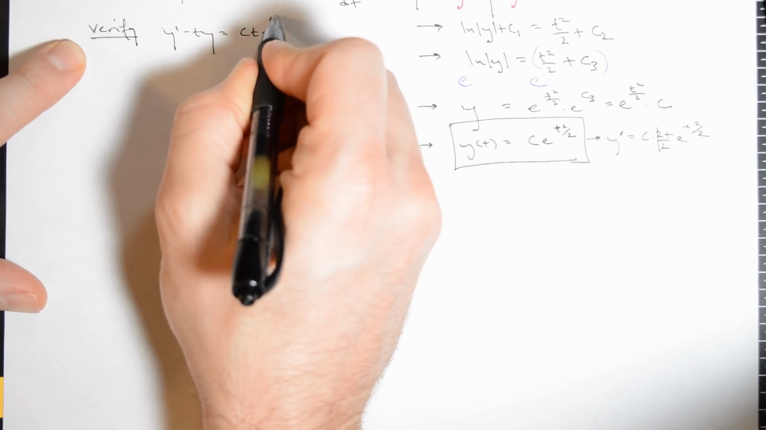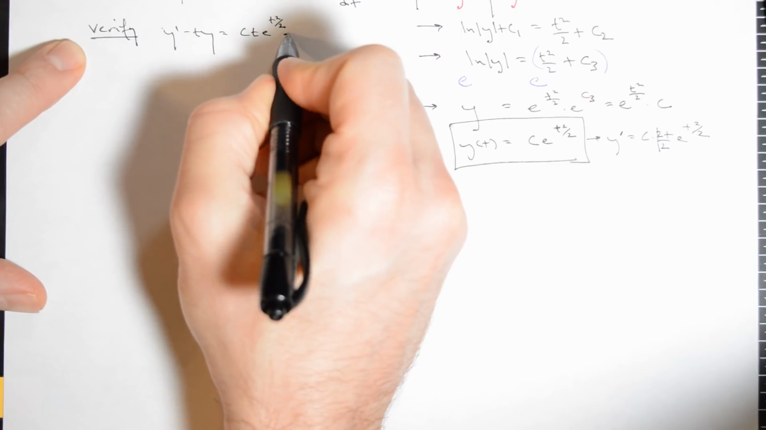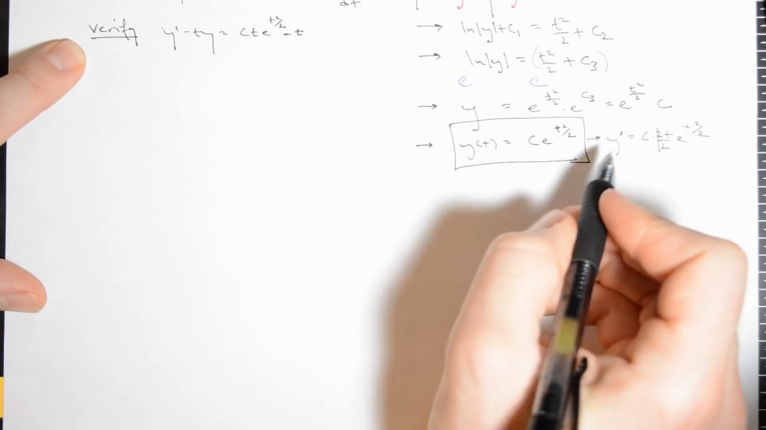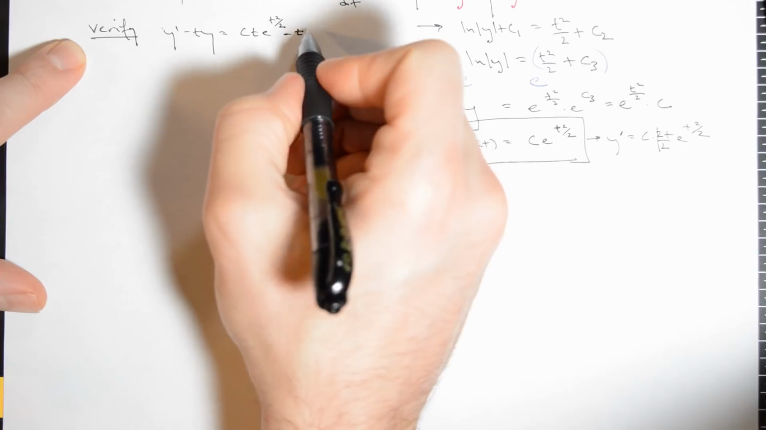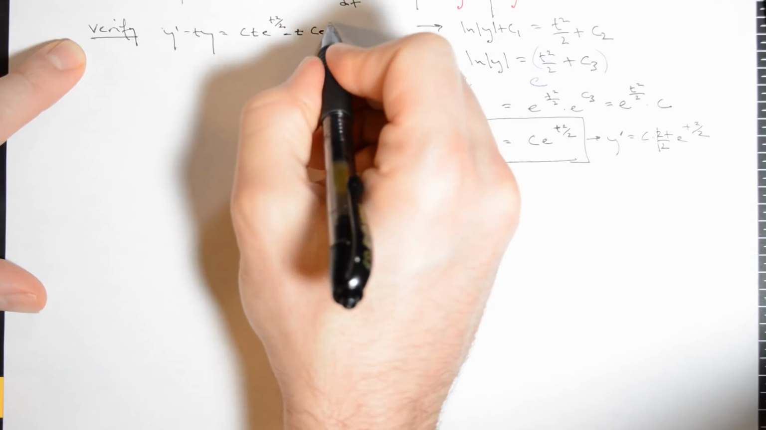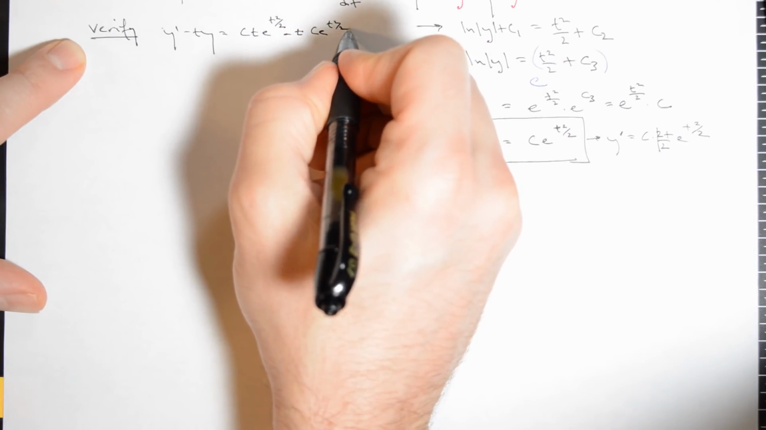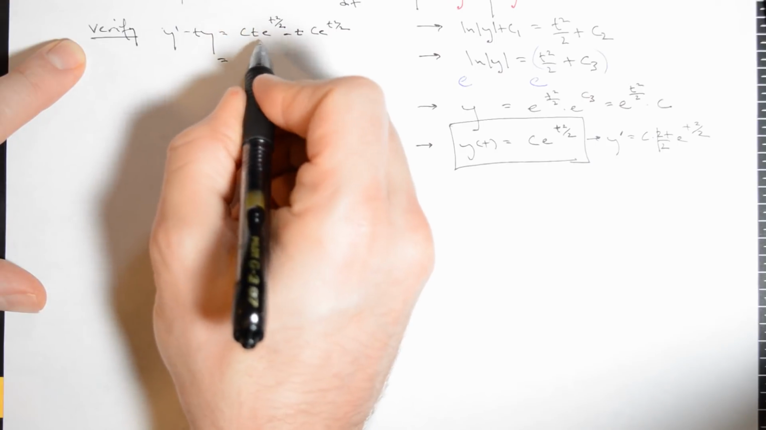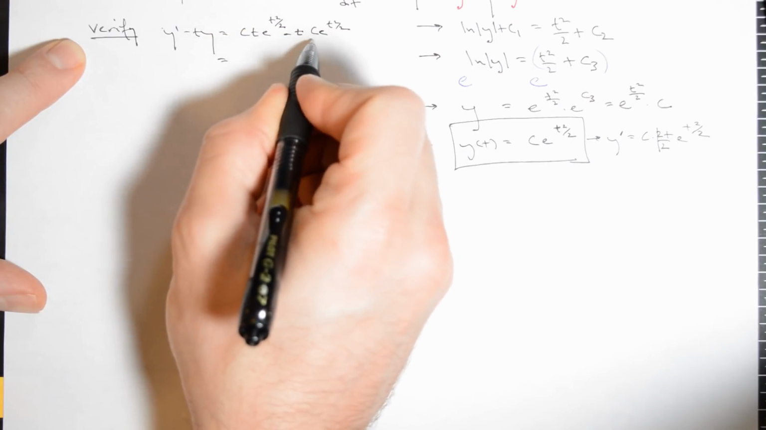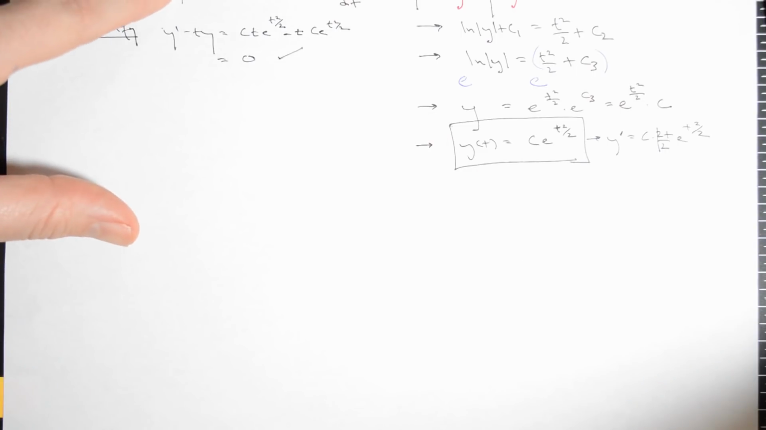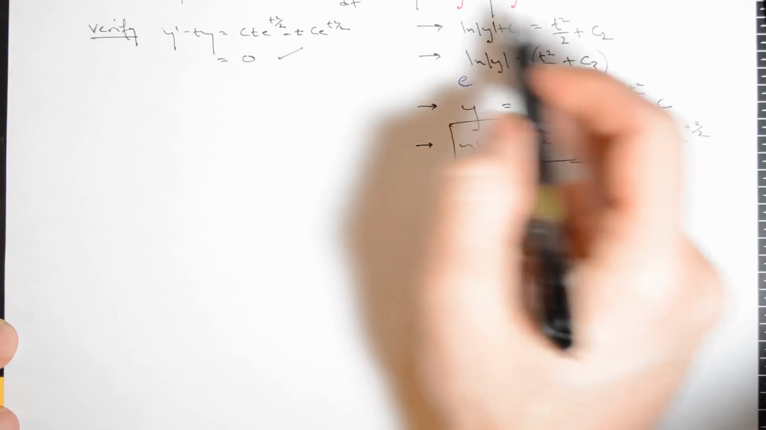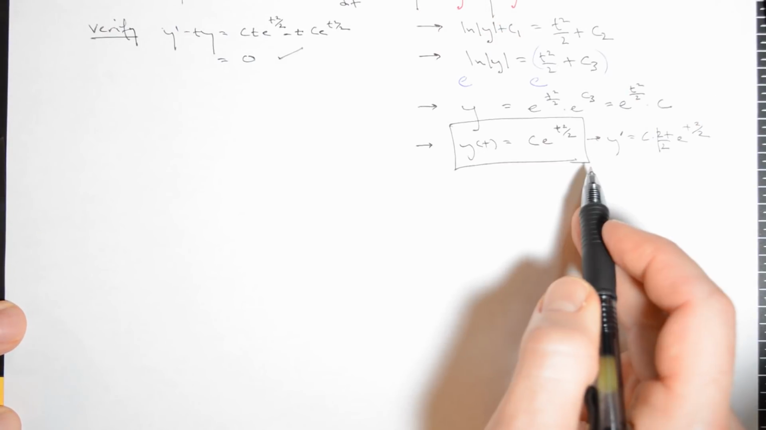So we end up with y prime minus ty will look like y prime, which is c t e to the t squared over 2, minus t times y, which is c e to the t squared over 2. And notice that this term is the same as this term. This is ct, this is tc, so that indeed satisfies this differential equation. So we have verified that is the correct solution. So that would be solving the problem by separation of variables.